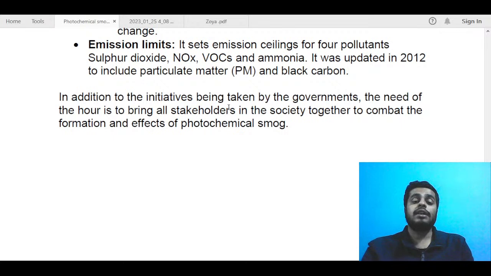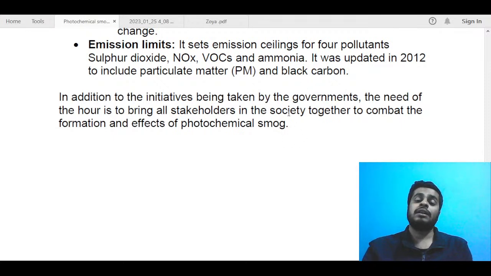In addition to the initiatives being taken by the governments, the need of the hour is to bring all stakeholders in the society together to combat the formation and effects of photochemical smog. So there are steps being taken by the governments. For example, in India we see there are multiple efforts to control the pollution. In Delhi you can see they have come up with the National Clean Air Program. Then there is the Graded Response Action Plan. So you could have included those initiatives if you wanted to, but I think this was not restricted to Delhi or India. I decided to go a bit broad.